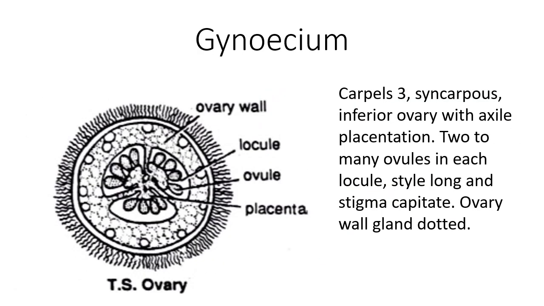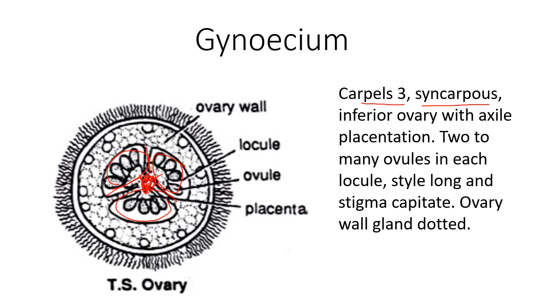Now we will learn about Gynoecium. So carpels are 3 in number. Here you can clearly see that this is 1, this is 2nd, and this is 3rd. So carpels are 3. Syncarpous. Why is this called as syncarpous? Because all the carpels are fused here in the center, and that's why called as syncarpous.